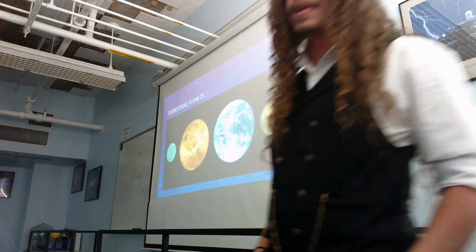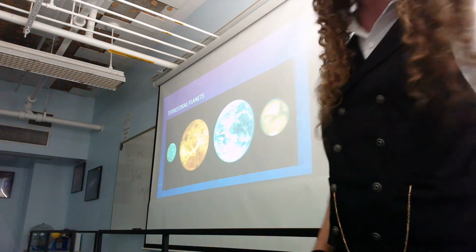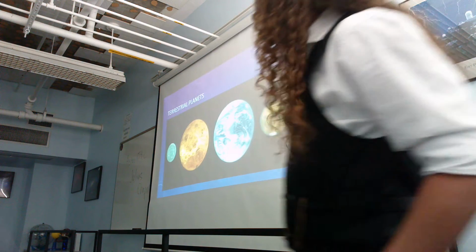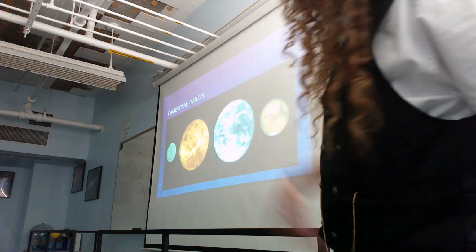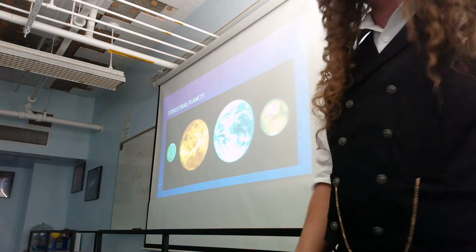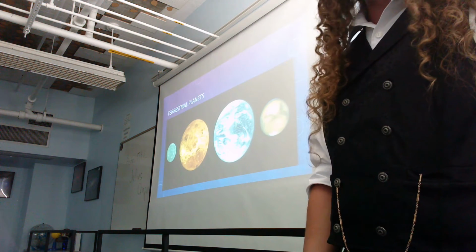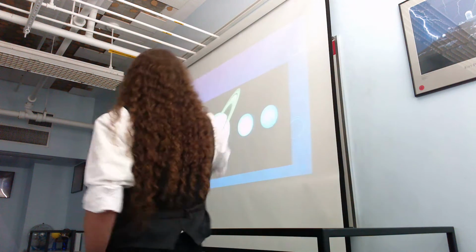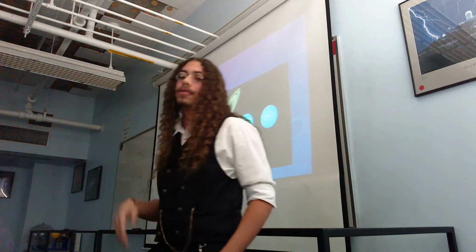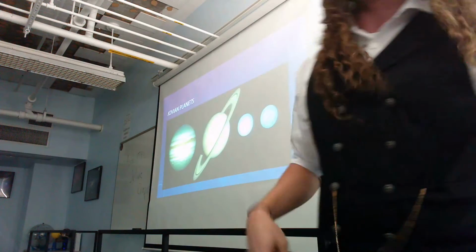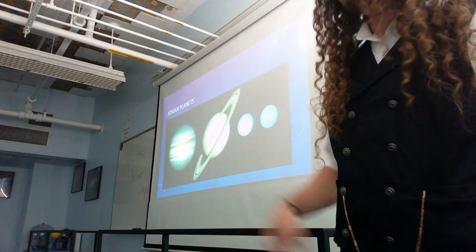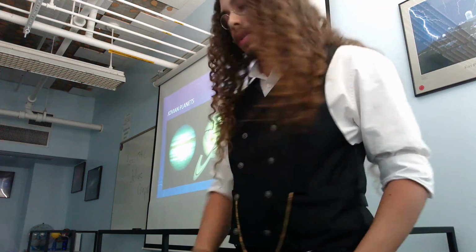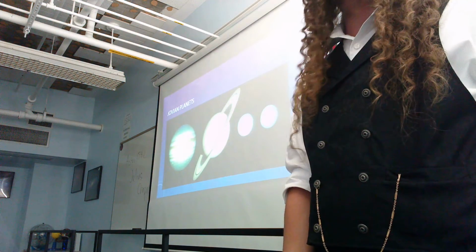Here are the terrestrial planets. We have Mercury, Venus, Earth, and Mars, and the size scale of those. As you can see, Venus and Earth are quite similar in size, whereas Mars is not. It's quite a bit smaller. Beyond that, past the asteroid belt, which lies between the terrestrial planets and the Jovian planets, we have Jupiter, Saturn, Uranus, and Neptune. These are much, much larger than the terrestrial planets and are giant. They're gas giants.